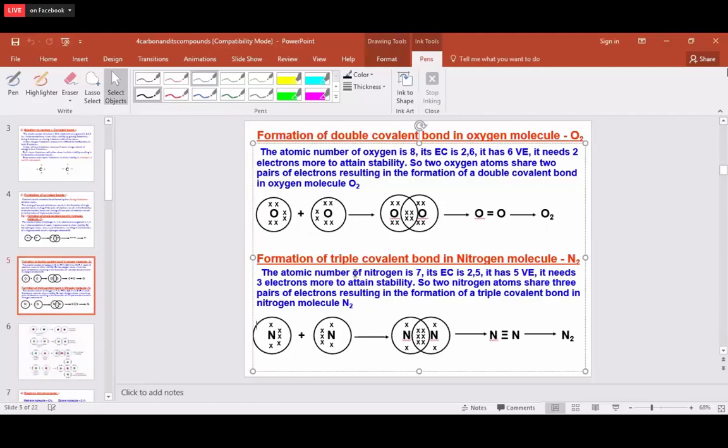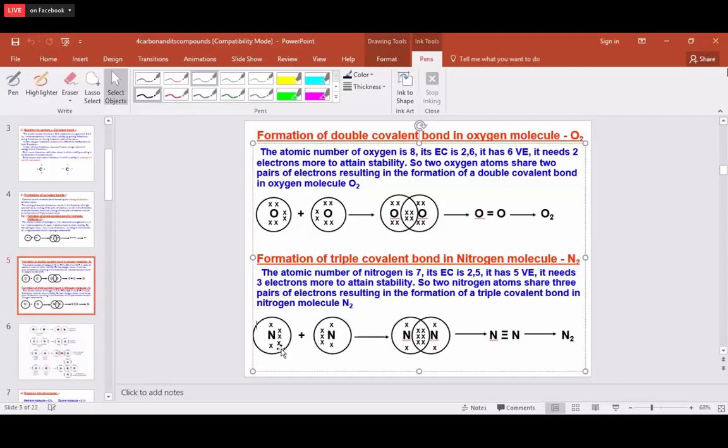Next one is the formation of the triple covalent bond in the nitrogen molecule. Nitrogen is present in group 15. Its atomic number is 7, so the number of electrons is 7. The electronic configuration of nitrogen is 2, 5. Out of the 7 electrons, 2 electrons occupy the first shell, and the remaining 5 electrons occupy the second shell. Now the nitrogen needs 3 more electrons to complete the shell, so it has to share 3 electrons.